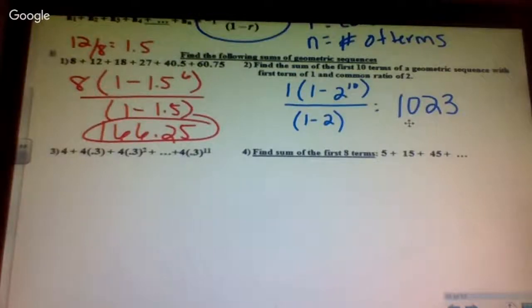Number 3, I want to go over because it looks a little bit different here. Guess what? They basically give you your explicit formula. So, looking at this, what's my first term? 4. What's my constant rate? 0.3. What value am I going up to? 11, but be careful. This is P sub 0, this is P sub 11, so how many terms do I have there? 12.